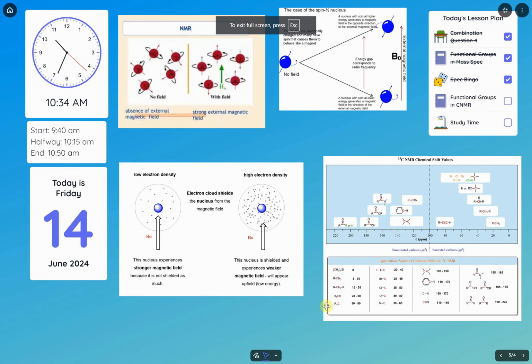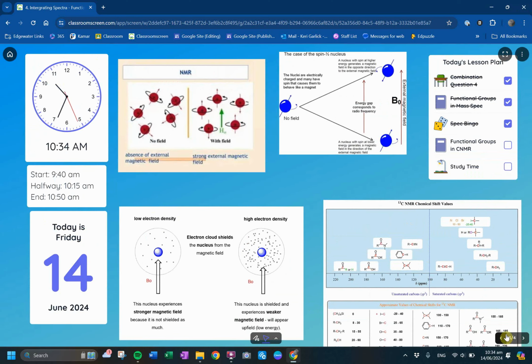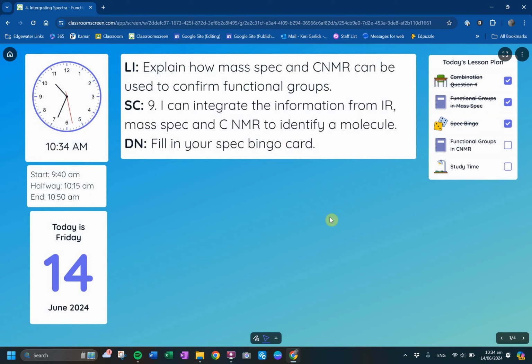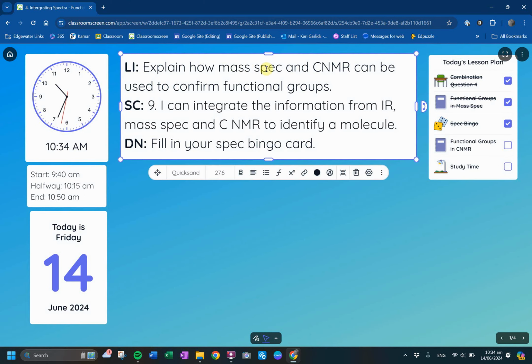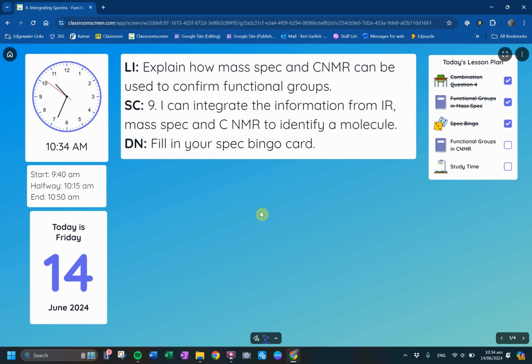All right, team. If you remember the learning intention from Tuesday, let's just flick back to it. We are thinking about how we can explain how mass spec and CNMR can be used to confirm functional groups. We've already talked about mass spec on Tuesday. We talked about how we can use it to find chlorine and bromine. We also looked at how mass spec, if it's an odd number, can confirm the presence of nitrogen. Now what I want to talk about is CNMR and how we can use it to figure out functional groups.